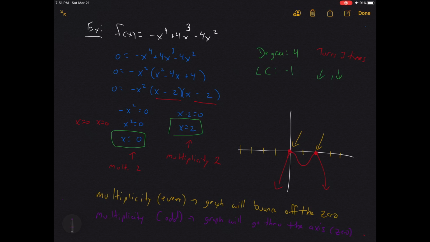Alright, very important concept. So if the multiplicity is even, it's going to bounce off the graph, as you see in the one that we just did here. If the multiplicity is odd for your specific 0, the graph will go through the axis to the other side. It will actually cross all the way through. So that's one of the things that we have to decipher here with this. So we're going to talk about the multiplicities and put all this stuff together in one more example here.